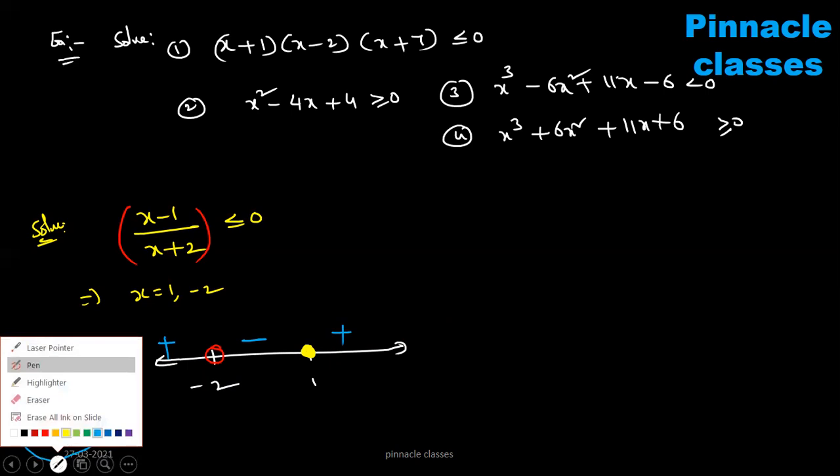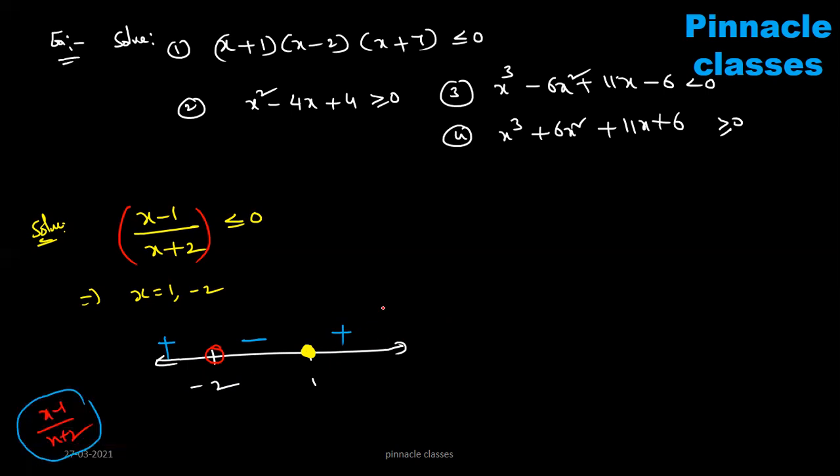Now, what is the graph? Tell me. Is the graph coming upwards or downwards? Upwards. Again downwards. Again upwards. What kind of question is given? Less than or equal to 0 means what? Negative region you have to take. What is that? X belongs to open interval minus 2 to closed interval 1. That is the answer.